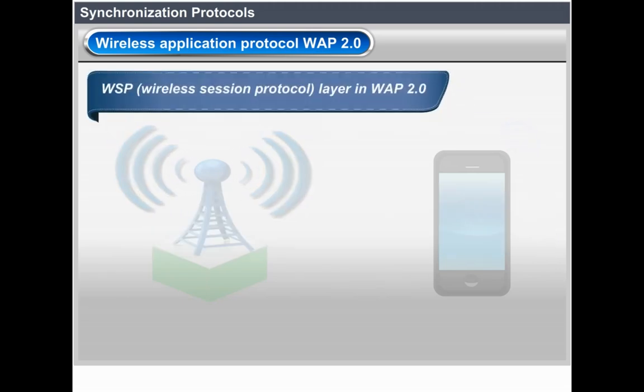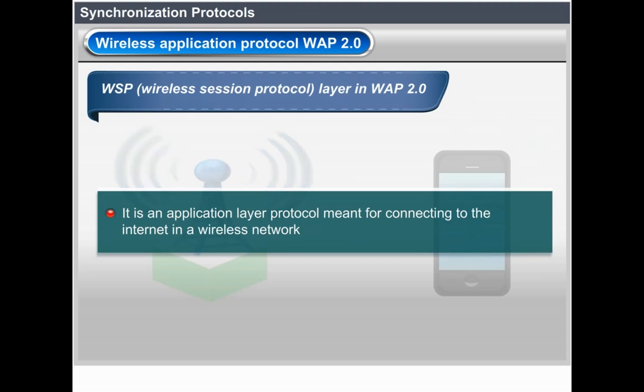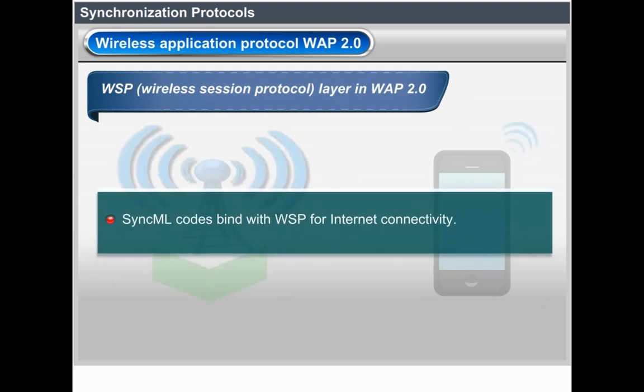WSP, Wireless Session Protocol layer in WAP 2.0. An application layer protocol when connecting to the Internet in a wireless network. SYNC-ML codes bind with WSP for Internet connectivity.